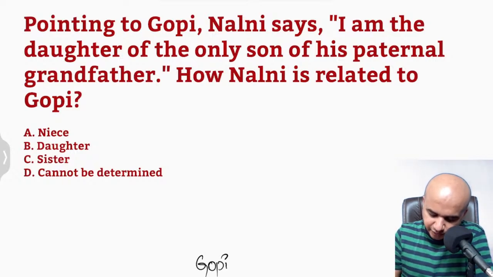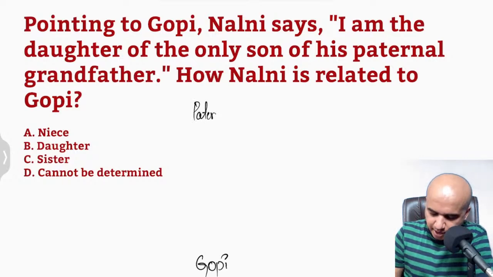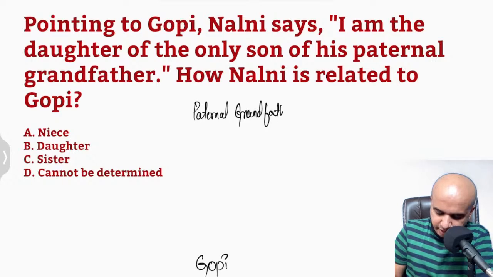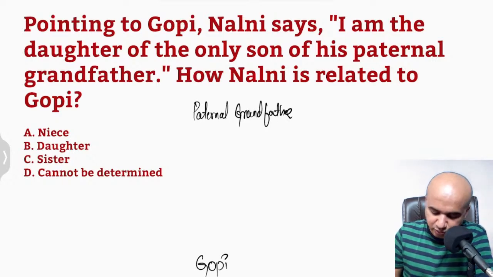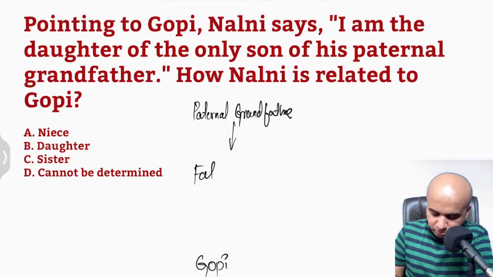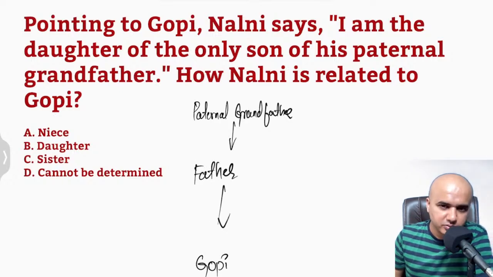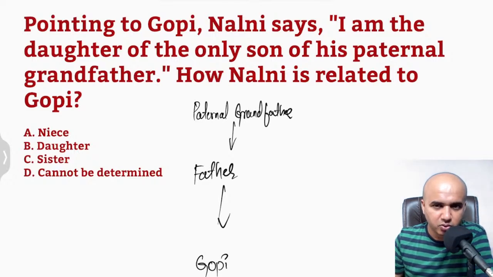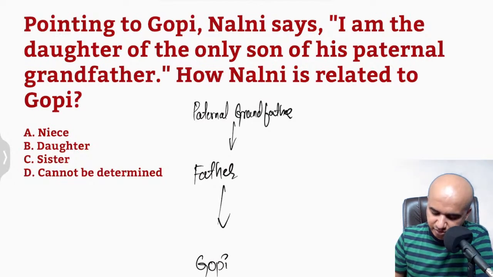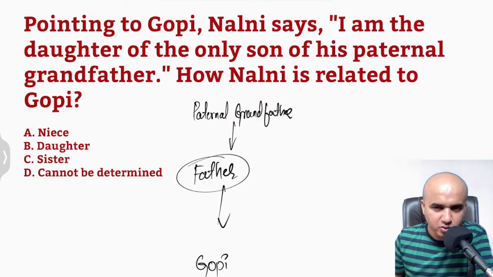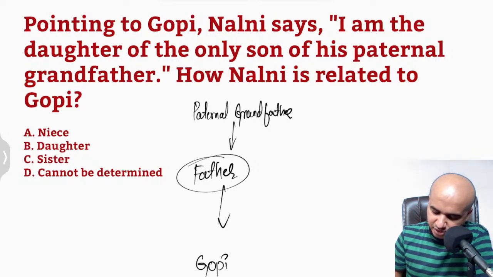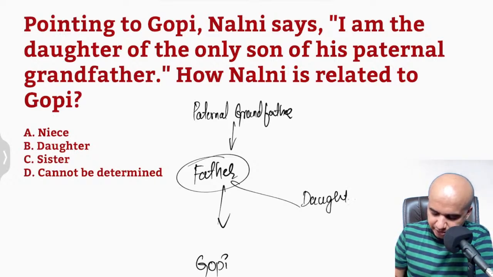Okay, his paternal grandfather, that is father's father, has only one son. That would be his father only. That's all. Gopi's father, Gopi's grandfather. Now what is she saying? I am the daughter of the only son of his paternal grandfather. Only son of his paternal grandfather would be Gopi's father. And Gopi's father has a daughter. And that daughter is Nalini.